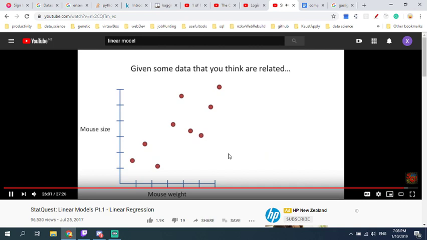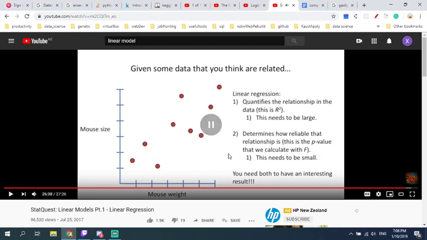We've been given some data that shows a relationship. This is r squared. That relationship.